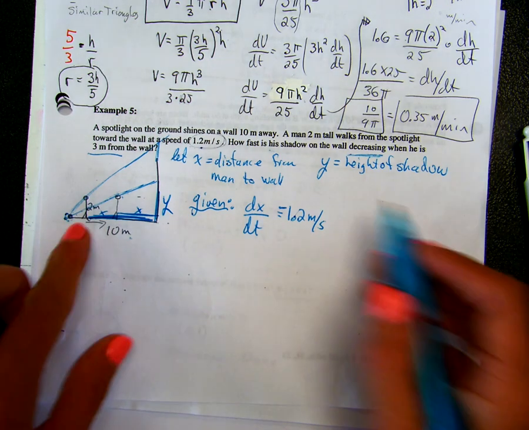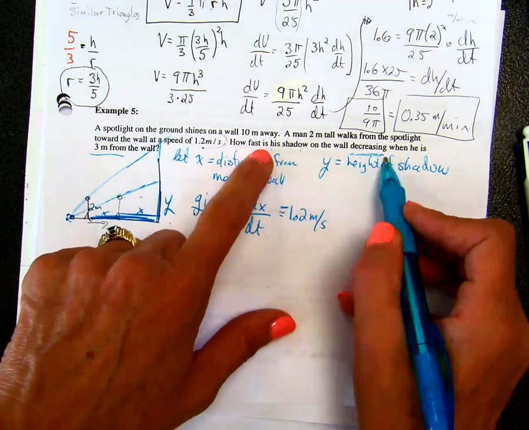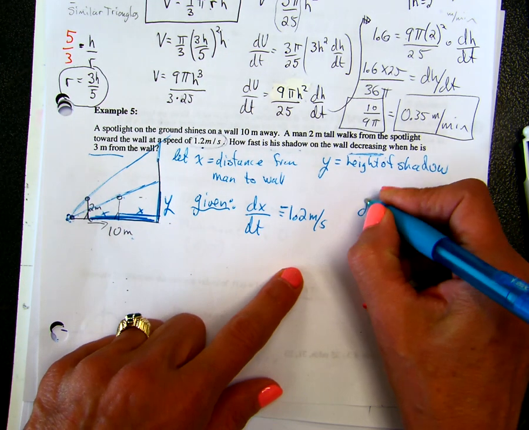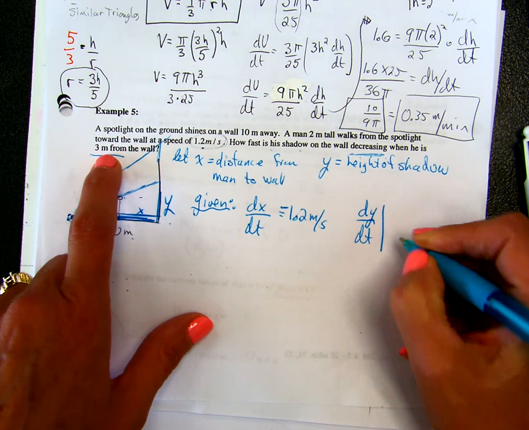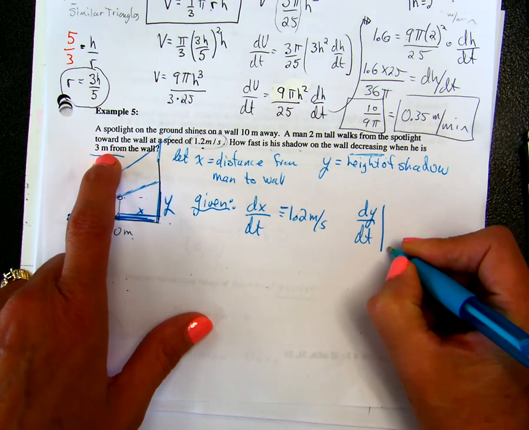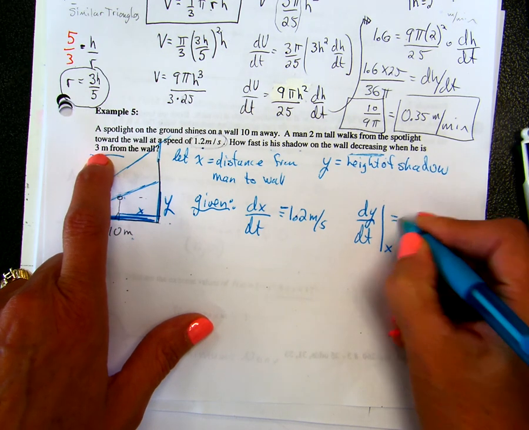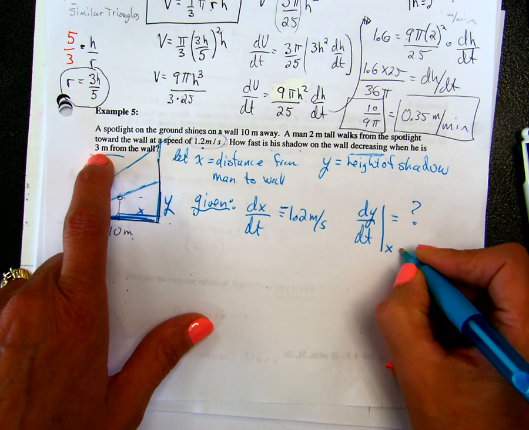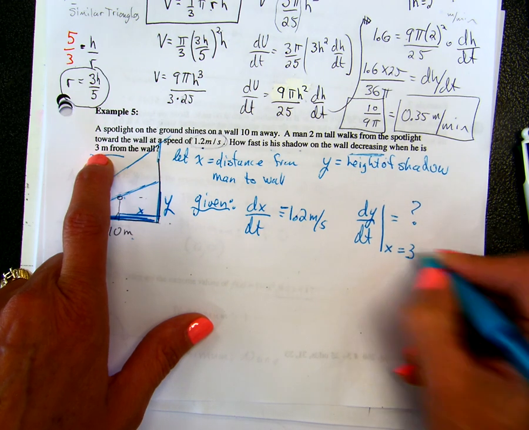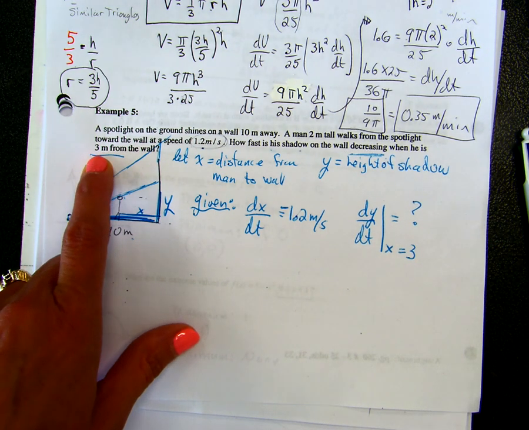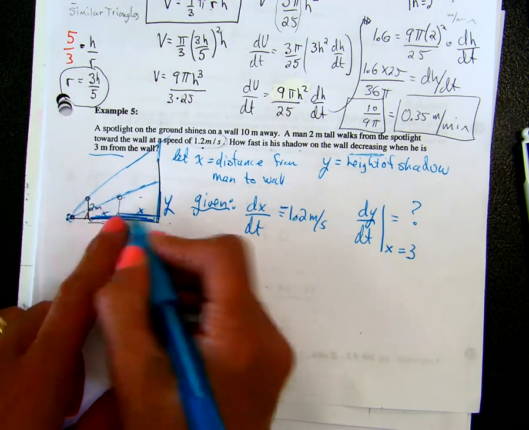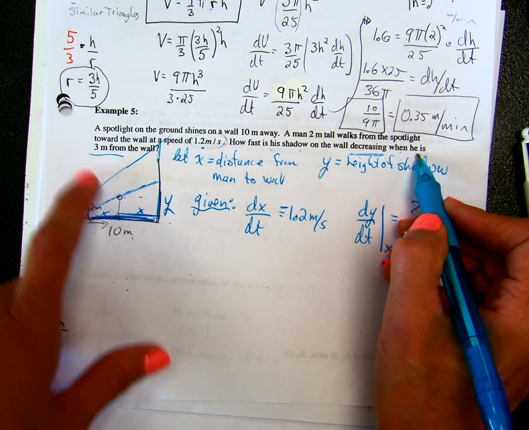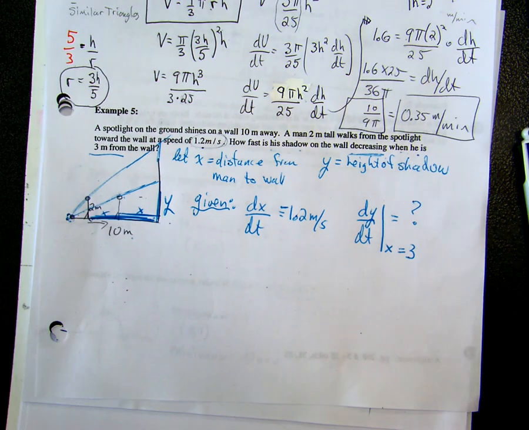Okay, what am I trying to find? I'm trying to find how fast the shadow is decreasing. That is, I'm looking for dy/dt at this moment when he is 3 meters from the wall. That is, what is the change in y with respect to time at the moment x is 3? So you see why I said x is the distance from the man to the wall? Because that's the distance I was given when he is 3 meters from the wall.